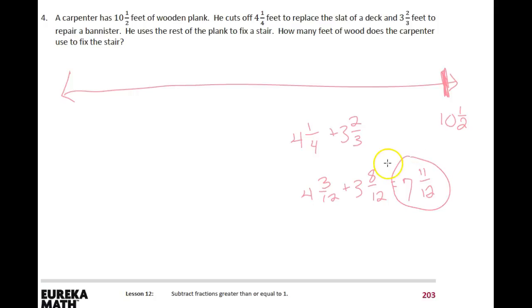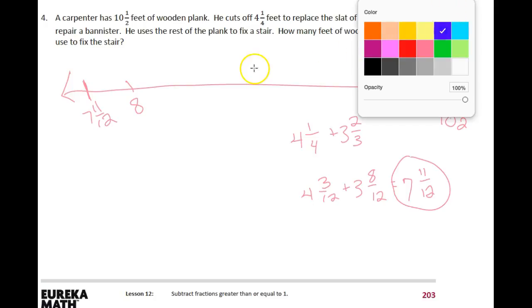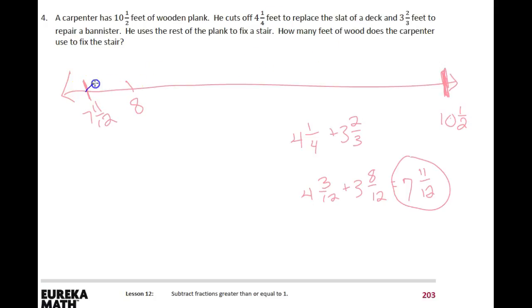He uses the rest of it to fix a stair, so how many feet get used for the stair then? So you want to find the difference between 7 and 11 twelfths and 10 1/2. So what do we add to 11 twelfths to get to 12 twelfths? Because 12 twelfths would get us to 8, right? So what are we adding to get there? Aren't we only adding just 1/12 to get to 8? So that's 1/12. Now, to get to 10, 8 plus 2 gets us to 10. So we're going 2 more.